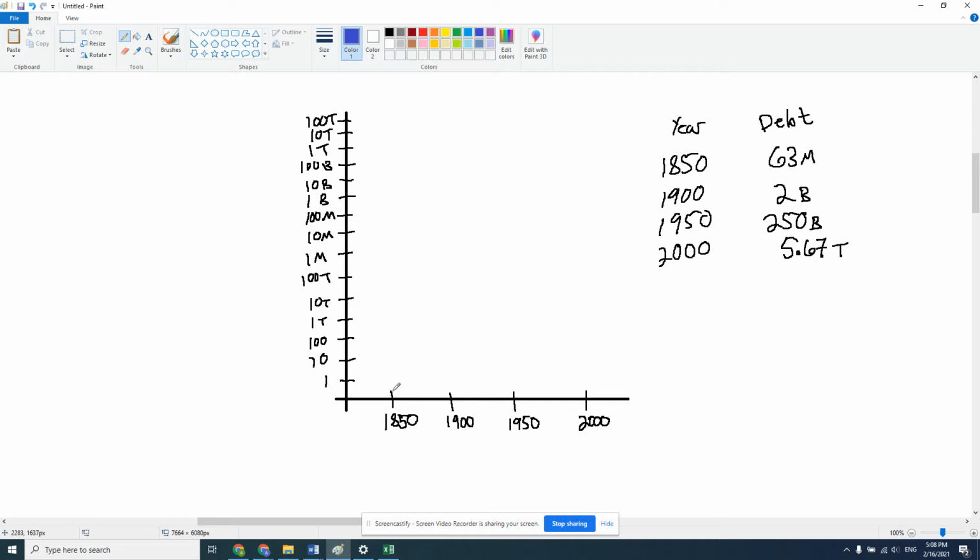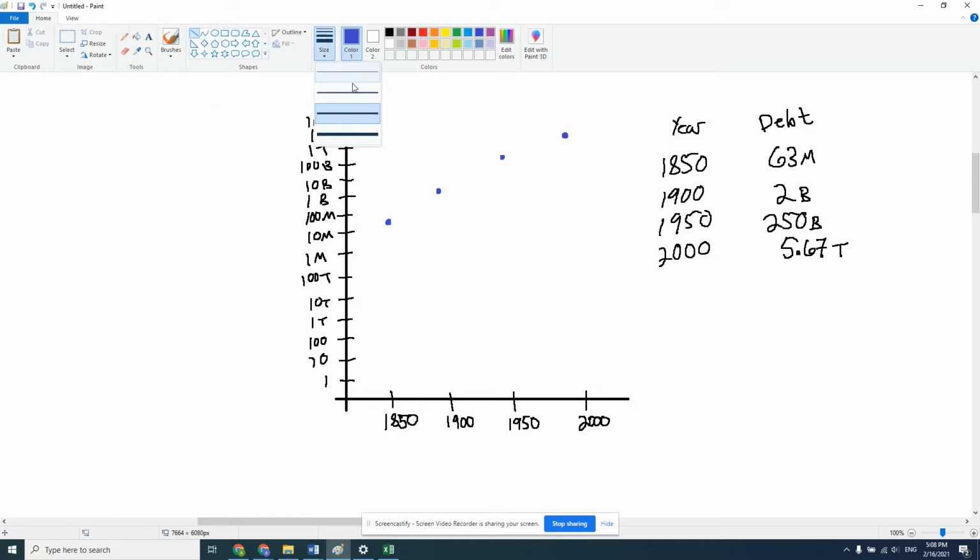Now we'll start with 1850 at 63 million, so we're between 10 million and 100 million. 1900 at 2 billion, so we'll go just above the 1 billion mark. 1950, we go to 250 billion, so above the 100 billion, but below 1 trillion. And then at 2000, we're just above the 1 trillion mark.